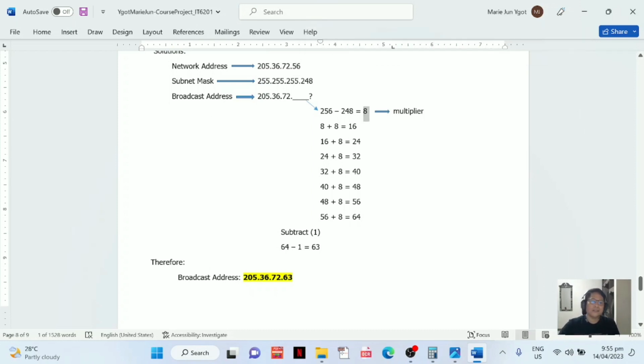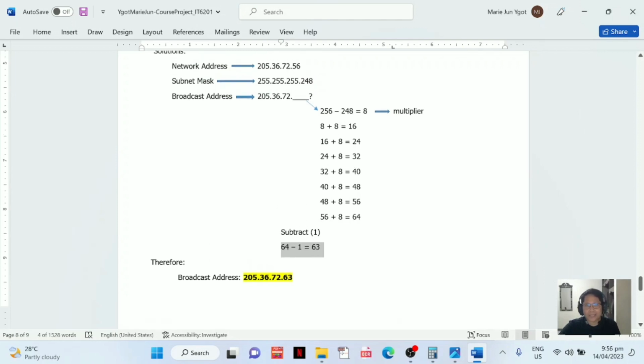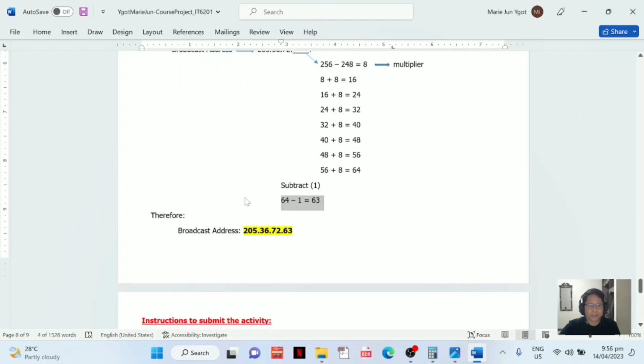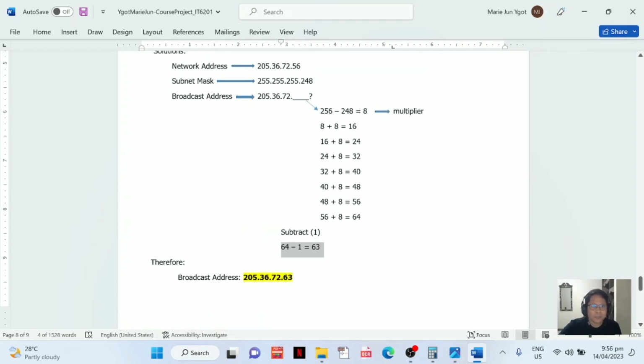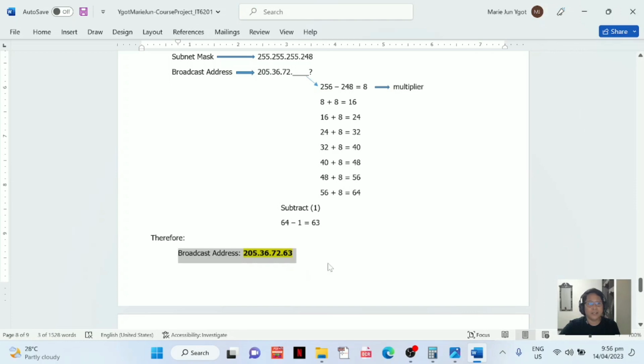Next, we're going to subtract 1. So 64 minus 1 is equal to 63. Our missing octet here is 63. So therefore, our final broadcast address is 205.36.72.63. So this is our broadcast address, and this is our final answer.